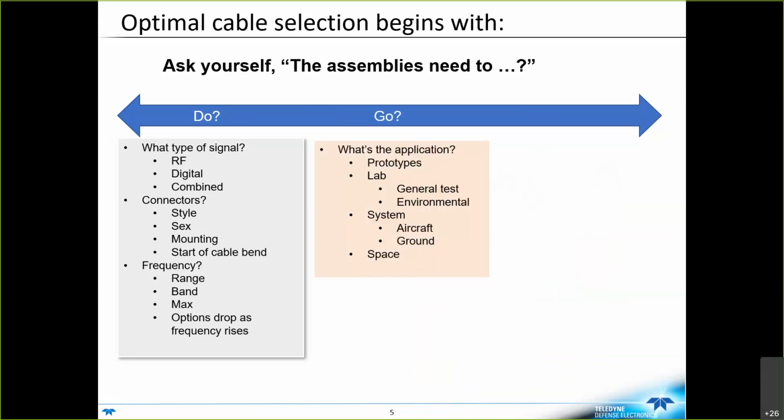The next question really is simply, where do the cables need to go? And to me, that's just talking about if you can share the application in some manner to us up front, that helps clear the path for a fairly quick cable selection. I've listed these in terms of increasing order of complexity, starting off with prototypes.